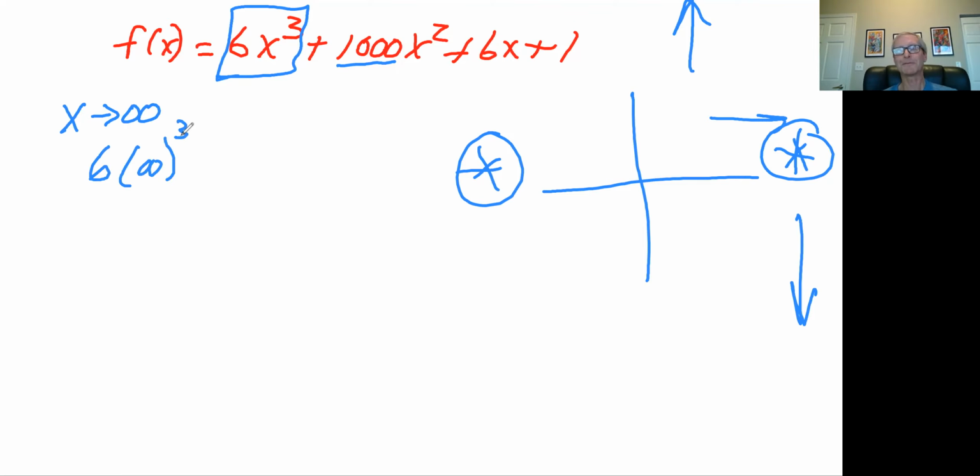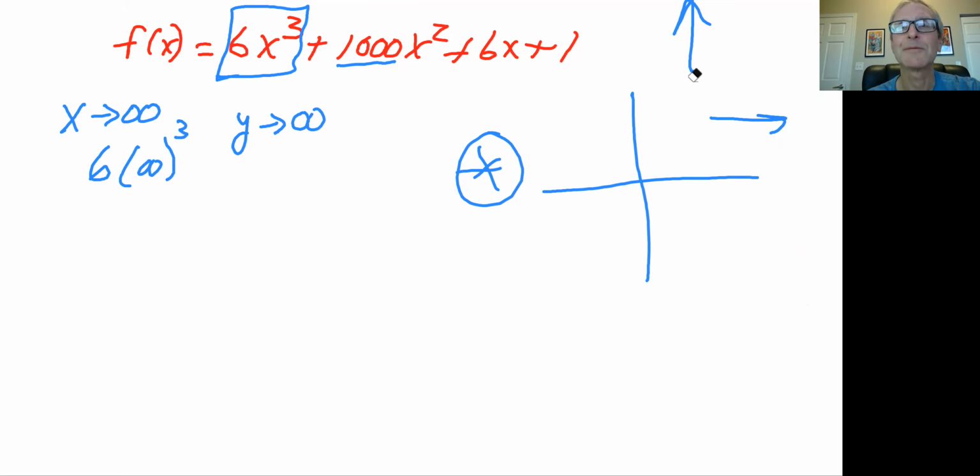And you say to yourself, okay, I plugged in the infinity. So you have infinity cubed, multiplied by 6. Well, the 6 isn't going to do anything. But the question is, what is the sign? Is it negative or positive? Well, a number that's positive cubed stays positive, right? So this would be y goes to positive infinity. So what happens on the graph? It doesn't go down, it goes up. So this would be the graph going that way.